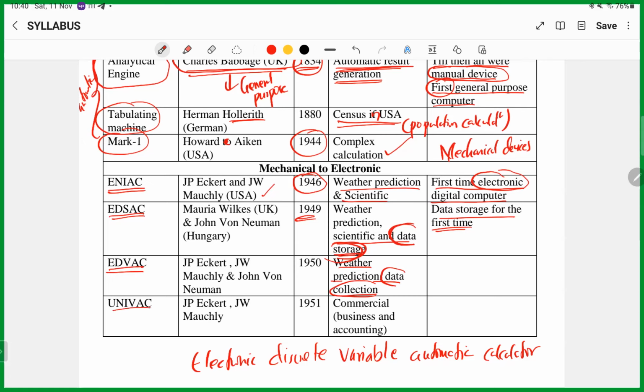Next, you will have UNIVAC. UNIVAC is nothing but Universal Automatic Computer. Simple. JP Eckert and JV Mauchly, the same people who are associated with ENIAC, EDSAC and EDVAC. In 1951 it was used commercially, mainly for business and accounting purposes.